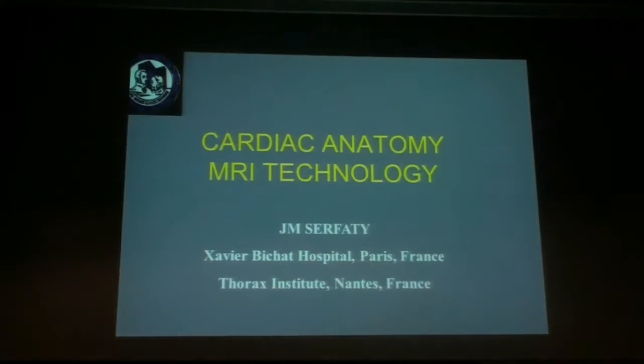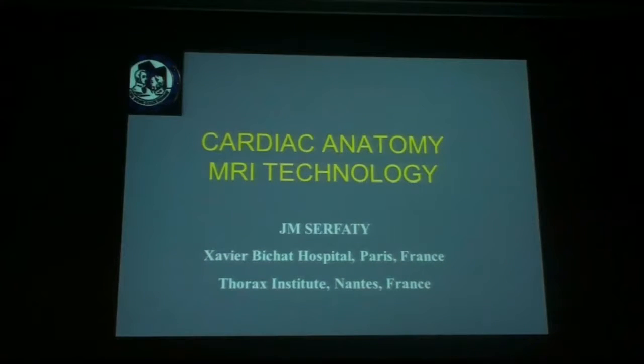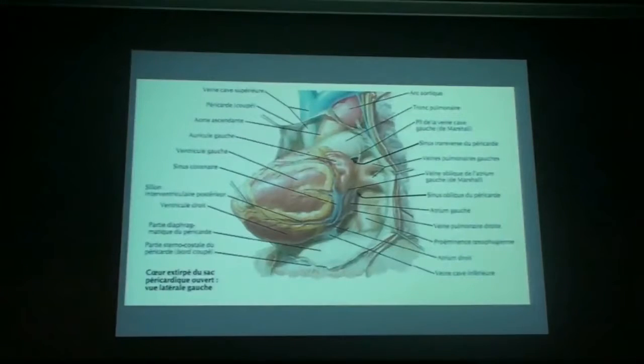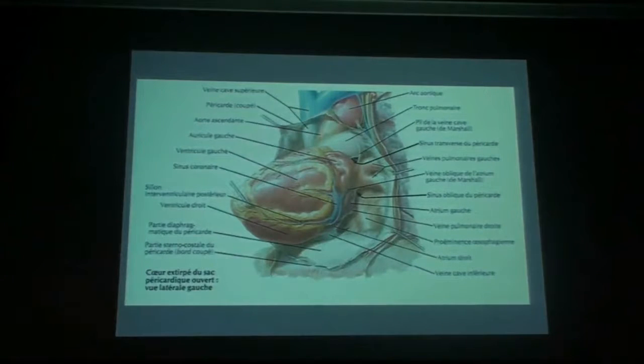So I'm going to speak to you about cardiac anatomy and MRI technology. I think it's a very basic topic, but it's important to understand before you enter the field of cardiac MRI. And I will begin with a very simple slice of the heart, which you can consider as being a pyramid with a base over here and an apex which is pointy, and this pyramid is on this slice looking towards the anterior part of the body.